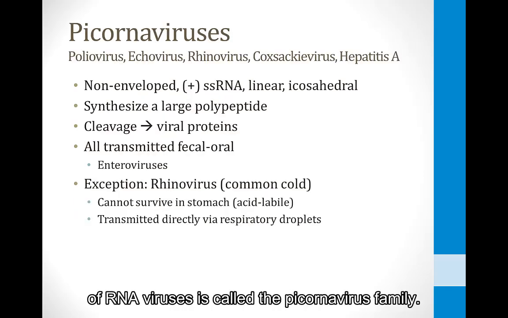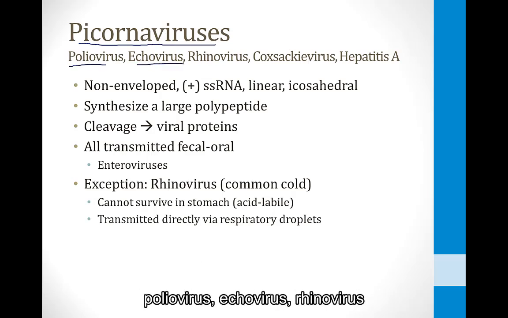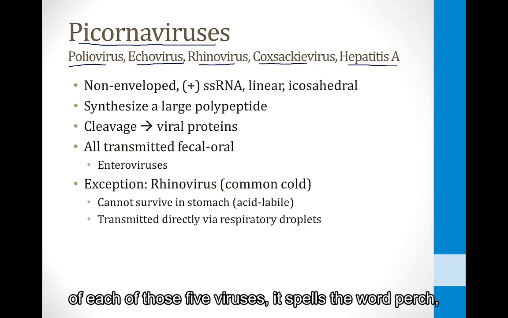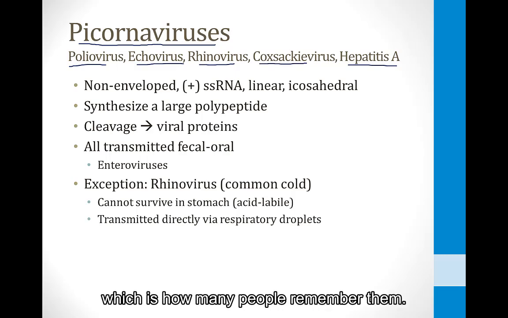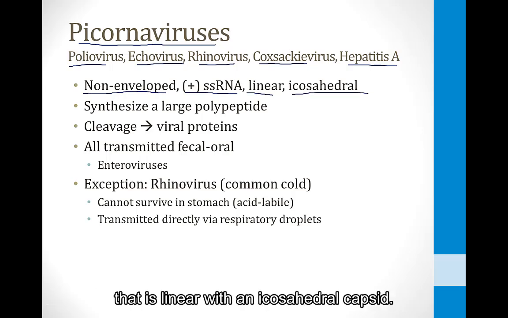The next family of RNA viruses is called the picornavirus family. There are 5 medically important viruses in this family: poliovirus, echovirus, rhinovirus, Coxsackie virus, and hepatitis A. And if you take the first letter of each of those 5 viruses, it spells the word PERCH, which is how many people remember them. All the picornaviruses are non-enveloped. They all have a positive sense single-stranded RNA genome that is linear with an icosahedral capsid.